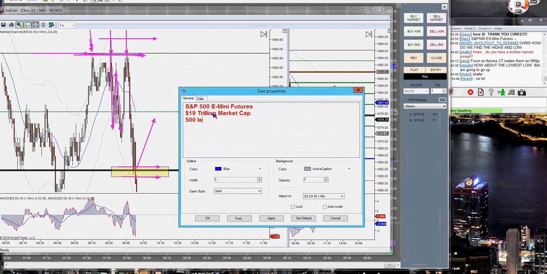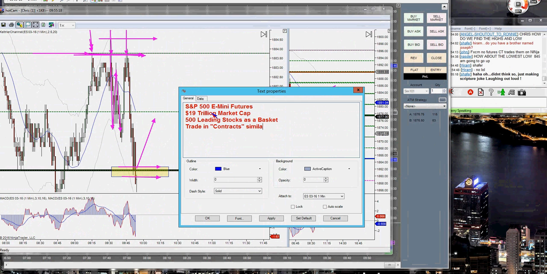It collects 500 of the leading stocks as a basket. Okay, they trade in contracts. They trade in contracts. Okay, guys.